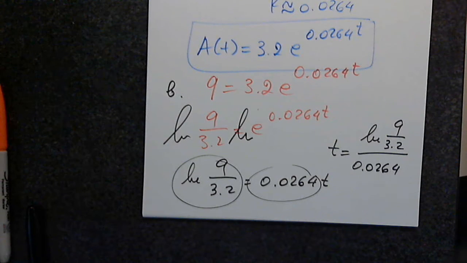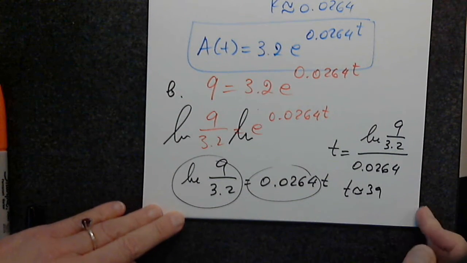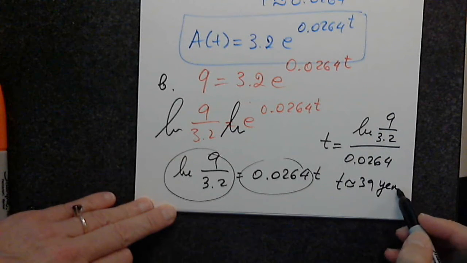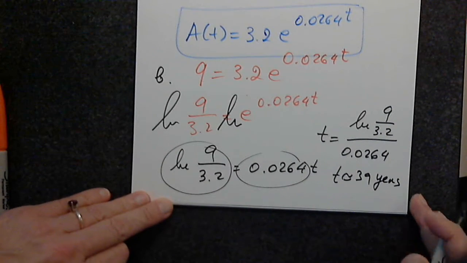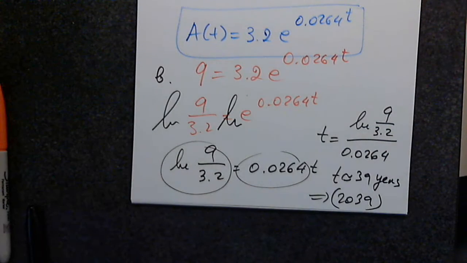What does 39 mean? What is this? So t is approximately 39. What? Years since. Very good, which means the year 2039. Very good. Any questions?